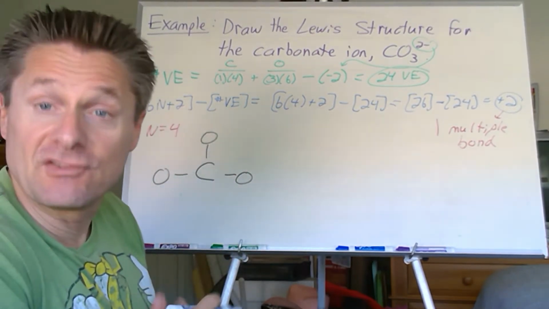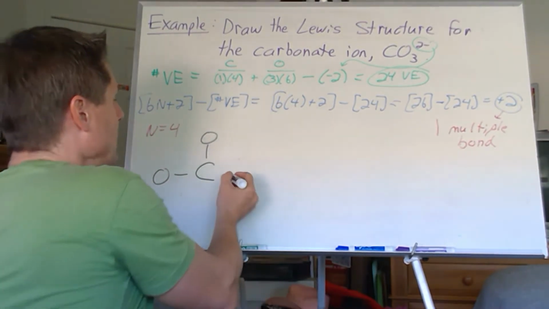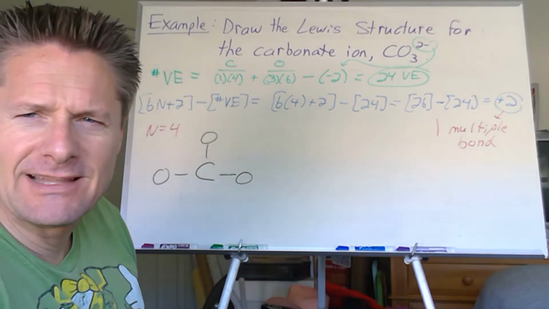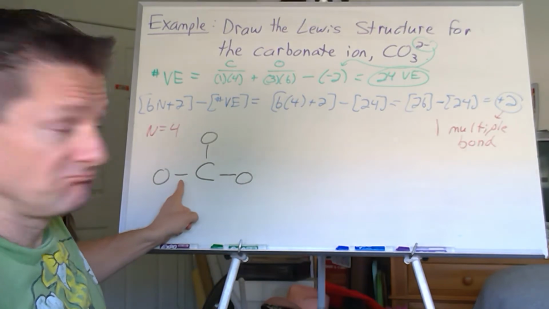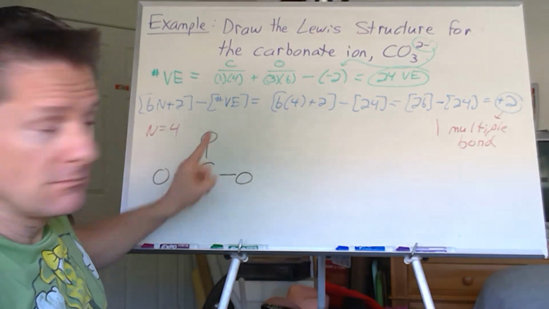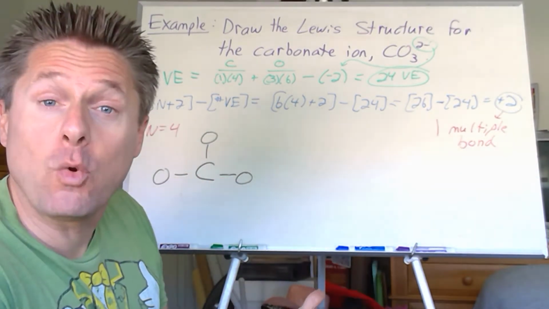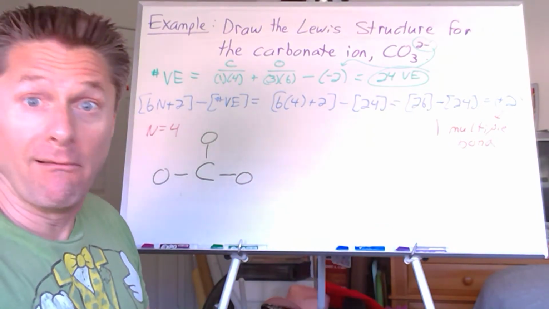With the three oxygens, start with single bonds. Now we need to put a double bond in there. You see the problem? Should we put the double bond there? Should we put it there? Or should we put it there? They're all equivalent, right? Where does it go?